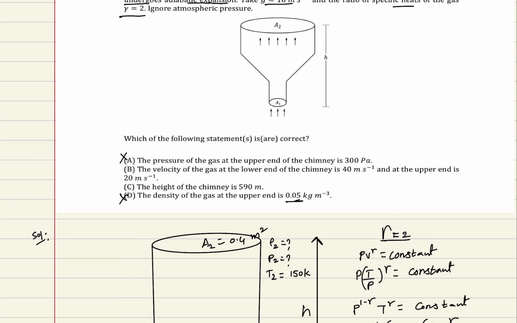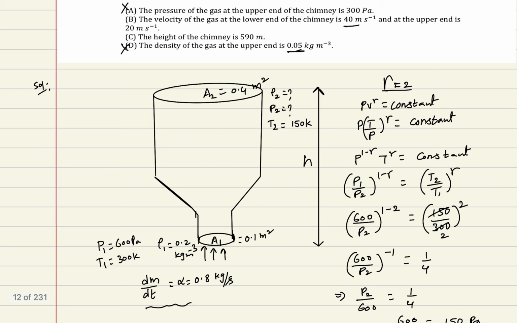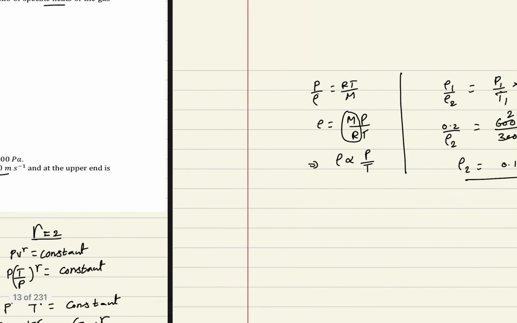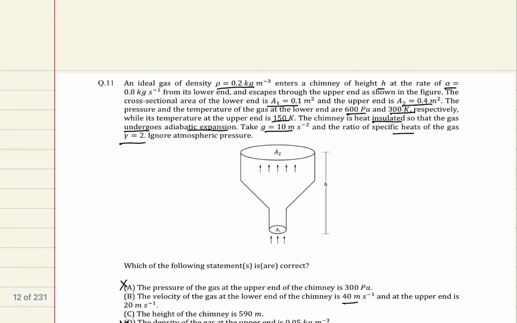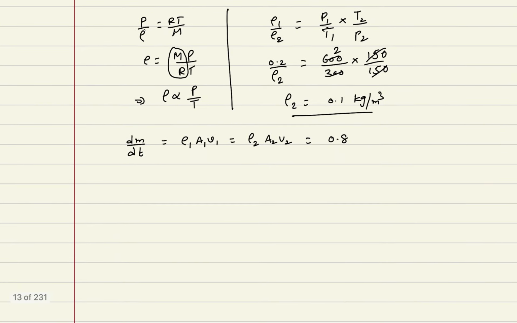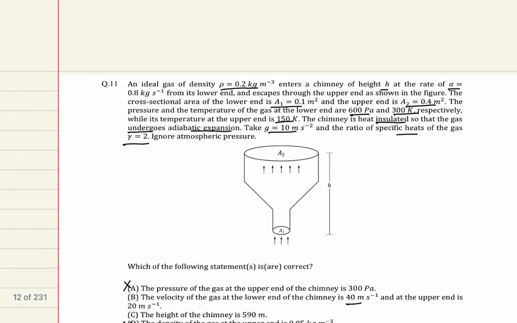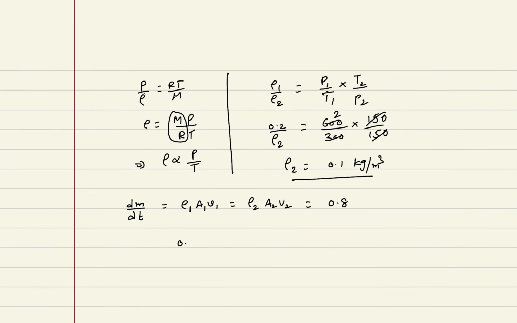Now we will see for other terms, like the velocity of the gas at the lower end is 40, upper end is 20 meter per second. Further they have given the mass rate 0.8. You know that according to the continuity equation, dm by dt is constant. That value is rho 1 A1 V1 is equal to rho 2 A2 V2. This dm by dt value is given 0.8. Now substitute one by one. First A1 is 0.1, A2 is 0.4 is given, and just substitute the rho 1 value also there, 0.2.